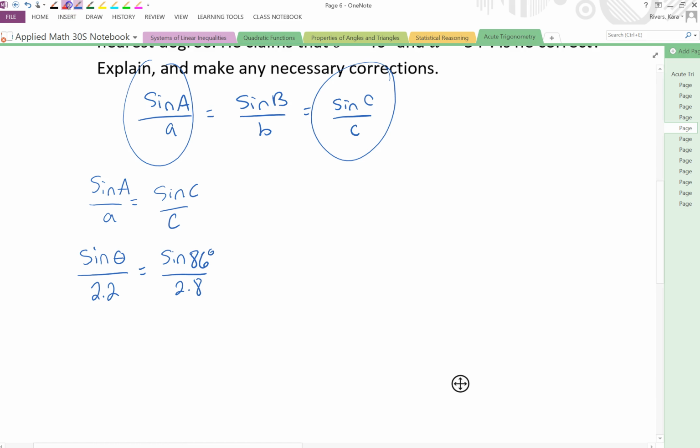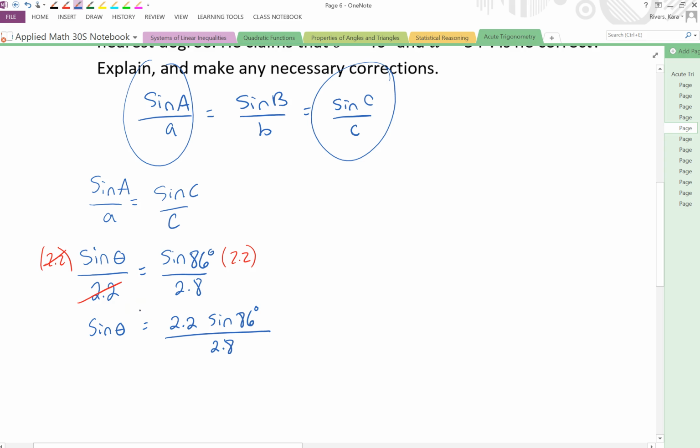So I can multiply both sides by 2.2. But then that's not going to be enough. The reason for that, you can see once we simplify, I'm still left with the theta attached in with the sine. So I've got 2.2 times sine of 86 degrees, all divided by 2.8. So that's nice, and we can solve for that. But how do we get rid of the theta? The sine attached to the theta.